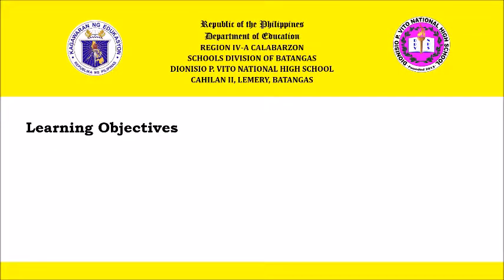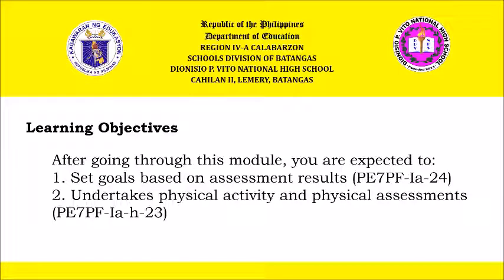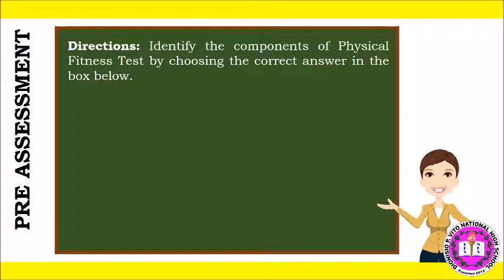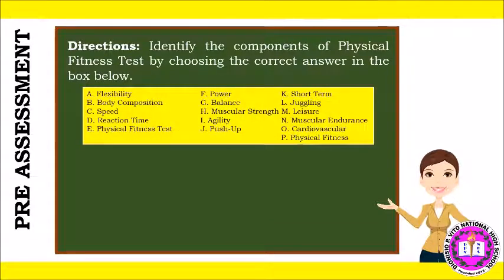Our learning objectives are, after going through this module, you are expected to set goals based on assessment results, undertake physical activity and physical assessments. Before we proceed to our lesson, let's have first the pre-assessment. Directions: Identify the components of physical fitness test by choosing the correct answer in the box below.